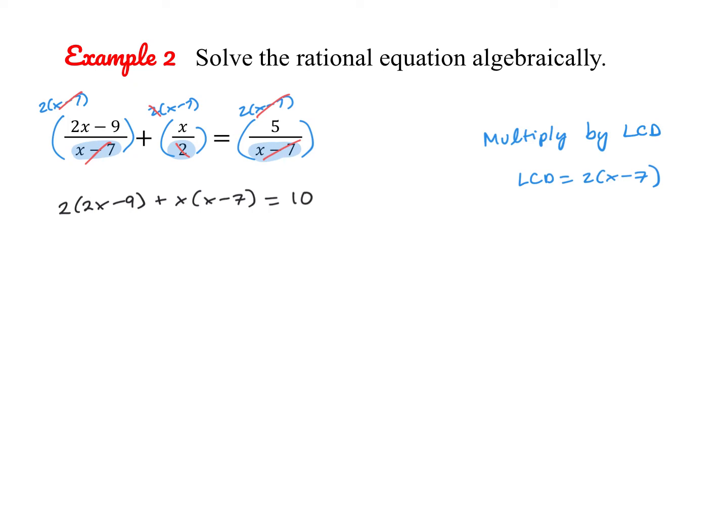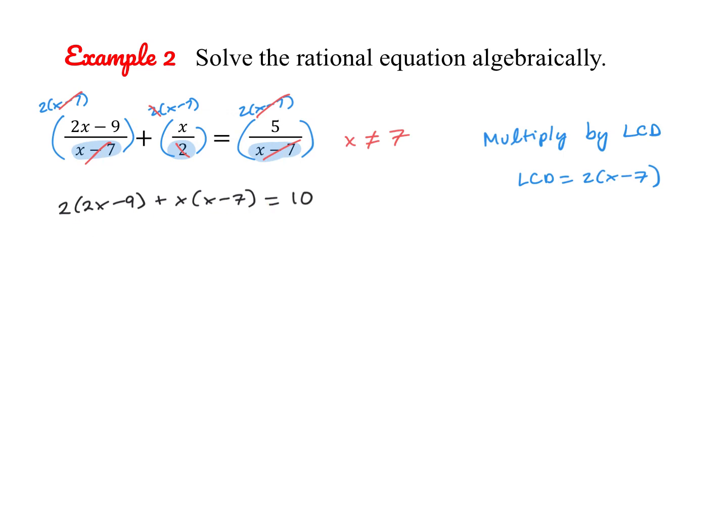But something I should have done from the very first step, but we can do it right now. So we should list those excluded values. From our original denominators, we can see that the only excluded value is that x cannot equal 7. So as long as our answer isn't 7, we are good to go.